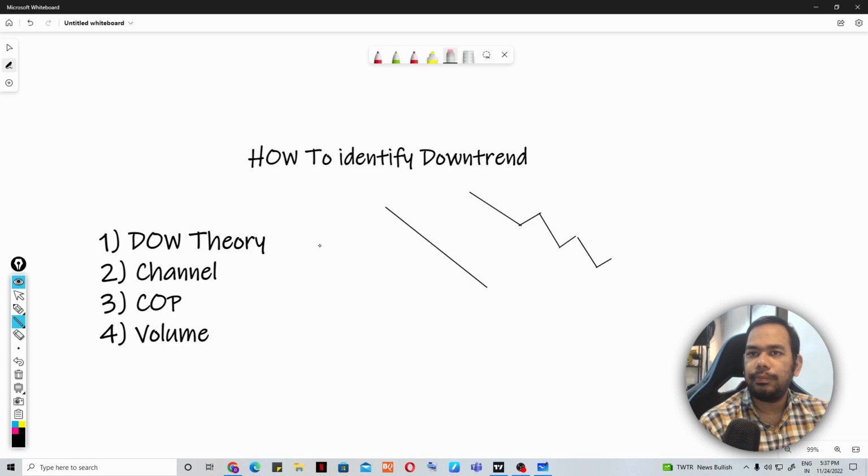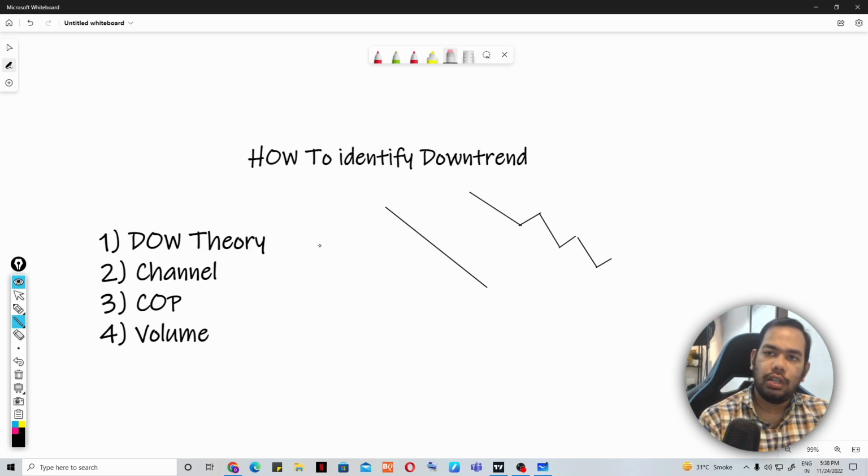Next is channel, where we touch the highs and lows of Dow theory. Basically, we touch every swing high and every swing low. When we do this, we get a channel type formation, which is also a characteristic of a downtrend. Next is COP, which means change of polarity. In some of our examples, sometimes the retracement will touch the COP level and sometimes it won't. COP is nothing but change of polarity, where the prior support is now acting as a resistance.